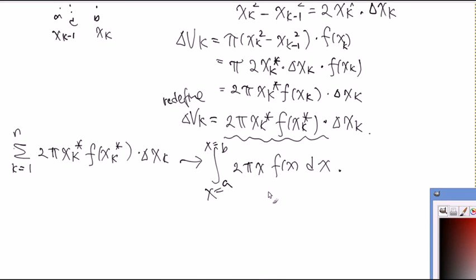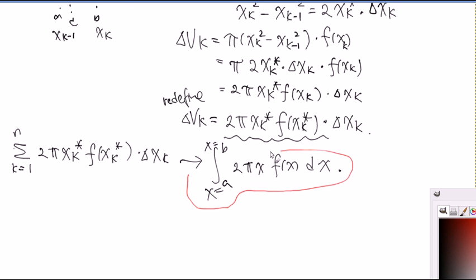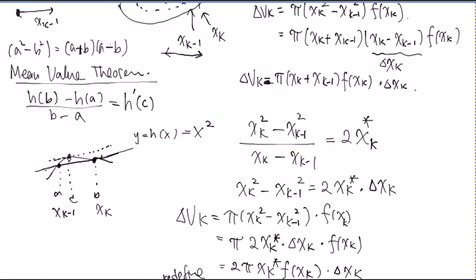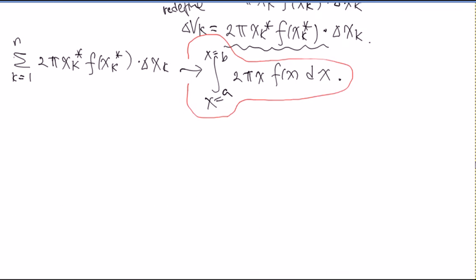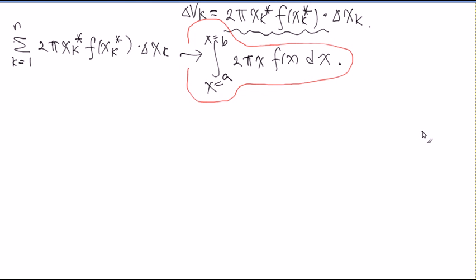So let me help you understand the final formula, because this derivation is too confusing and convoluted, and this mean value theorem is really distracting. Right, this is the idea. So what is the meaning of this 2 pi x f(x)?